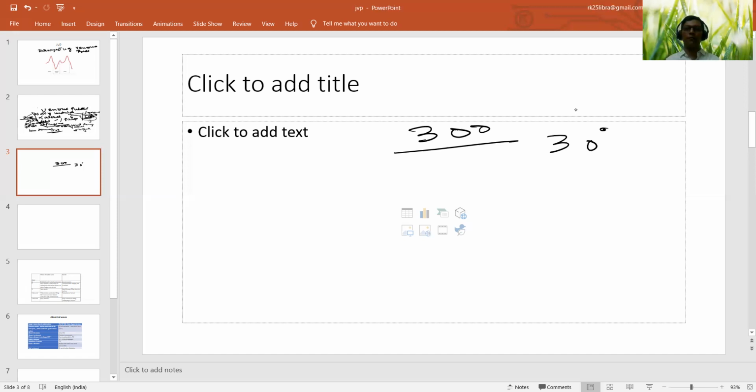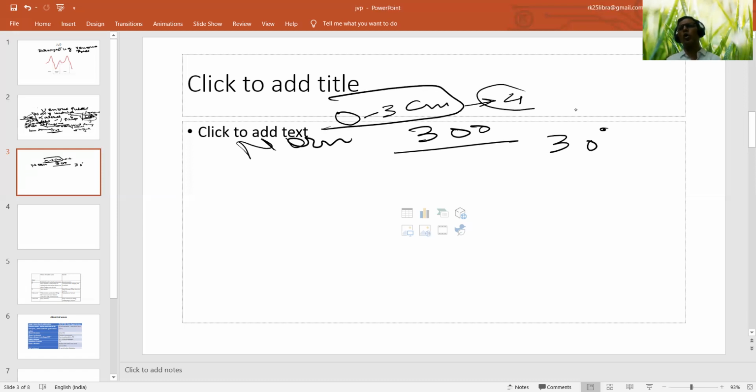Normally, you have around 0 to 3 centimeters. It can go as high as 4 centimeters. This is normal JVP. Now, when I measure it from the right atrium, this distance is almost 5 centimeters more. So if I'm talking about the jugular venous pulse, from where am I talking about?